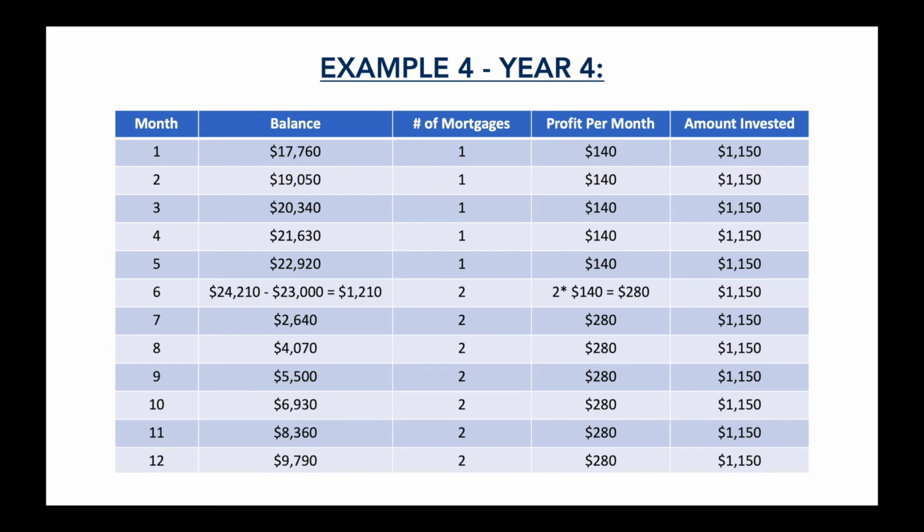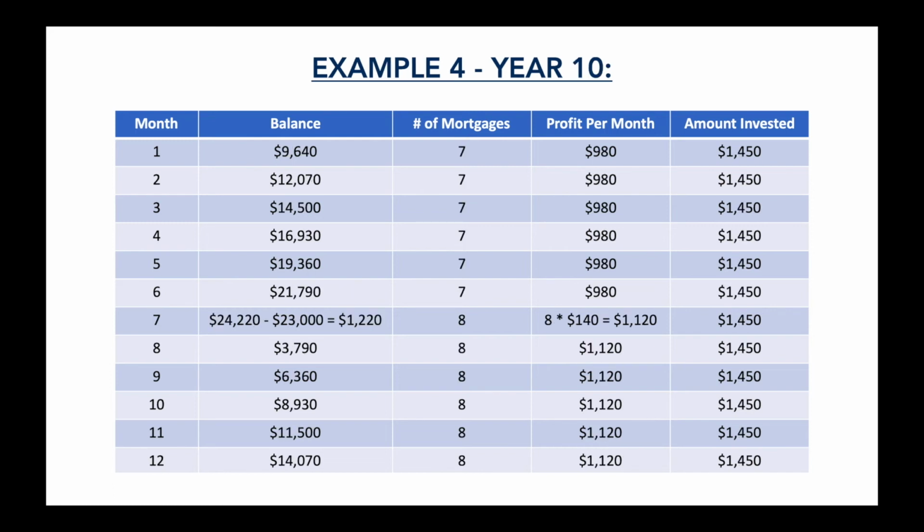And then year 4, you purchase your second mortgage. The interesting thing with this is that because you're investing more in this example than you were in example 3, you are able to purchase your second mortgage in month 6 of year 4, as opposed to in example 3 when you purchased it in month 8 of year 4. And sure, 2 months probably doesn't sound like that much, but it all adds up as you save more and more and invest more and more.